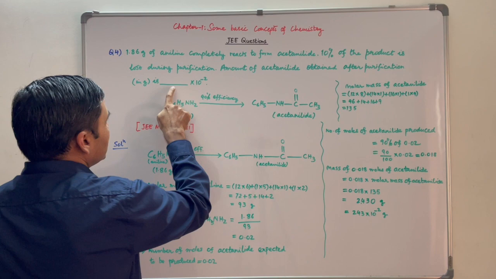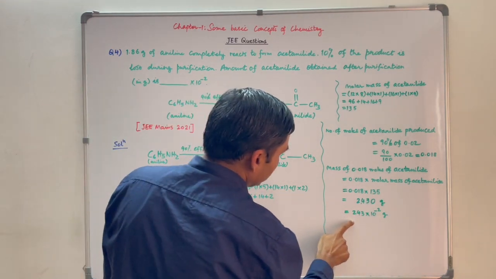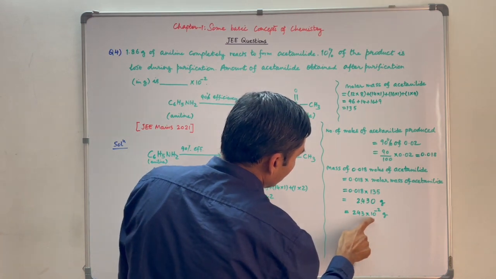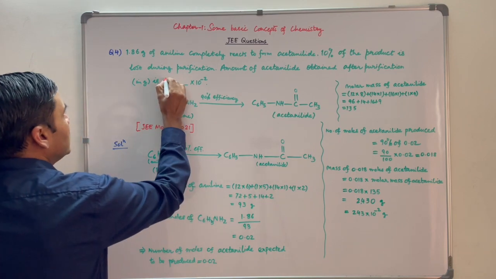We have to write the answer as something into 10 to power minus 2. So we can rewrite this as 243 into 10 to power minus 2 gram. So we will fill 243 in the blank here.